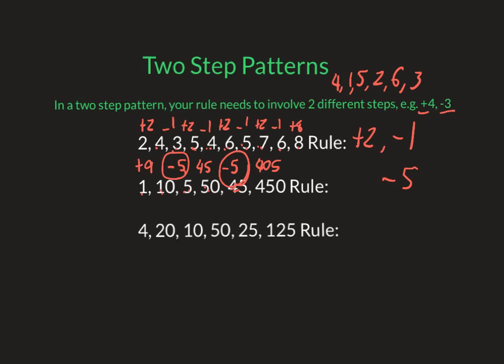Okay, so if it was multiplication, not plus, as it can't be plus because they're not linked, let's try multiplication. 1 times what equals 10? Well, it's 10, so let's try that. Okay, times 10, and then 5 times 10 would be 50. Yeah, that makes sense. Let's try one more. 45 times 10 equals 450. Okay, so the rule would be times 10, take away 5.